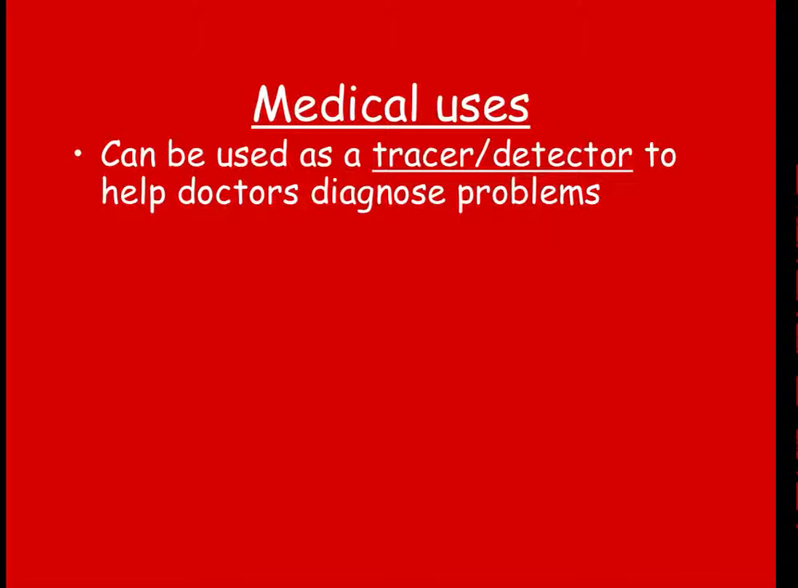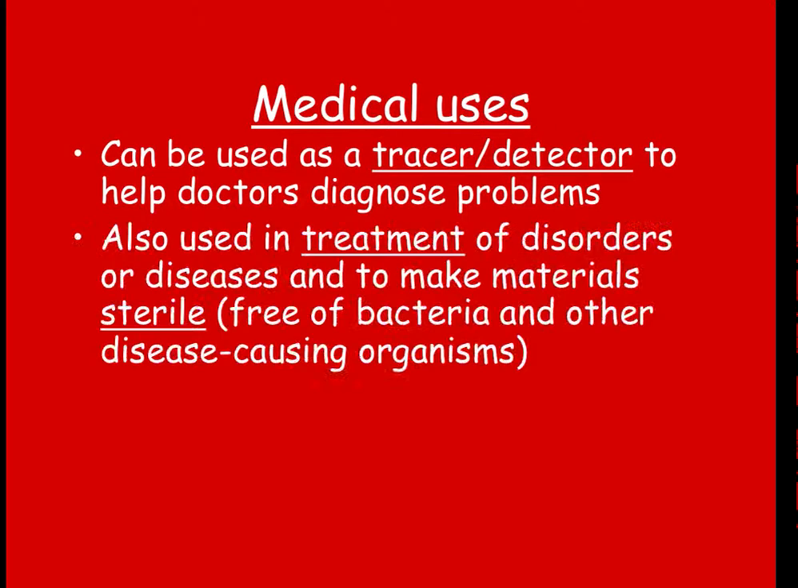I know throughout this unit I have talked about some of the medical uses of radiation. It can be used as a tracer or detector to help doctors diagnose problems, and it also can be used in the treatment of disorders or diseases. In addition, there are certain instruments or materials that we need to make sterile for things like surgery. Basically, sterile means that it's free of bacteria and other disease-causing organisms. Sometimes we can treat these in something called an autoclave, which is a sterilizer, but sometimes there's certain products that we can't do that with, and we can actually use radiation to do that. Stick them under UV light, kind of like our goggles. Our goggles would melt in an autoclave.